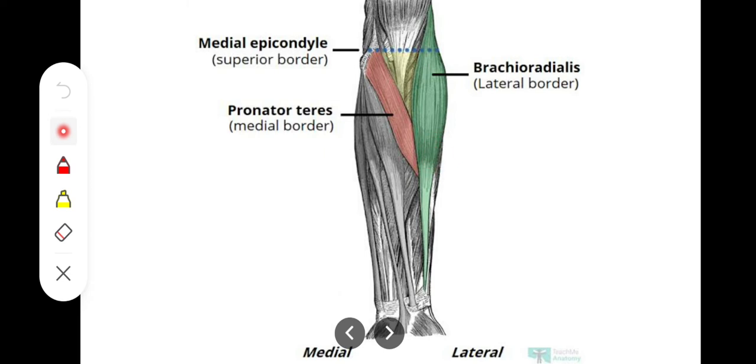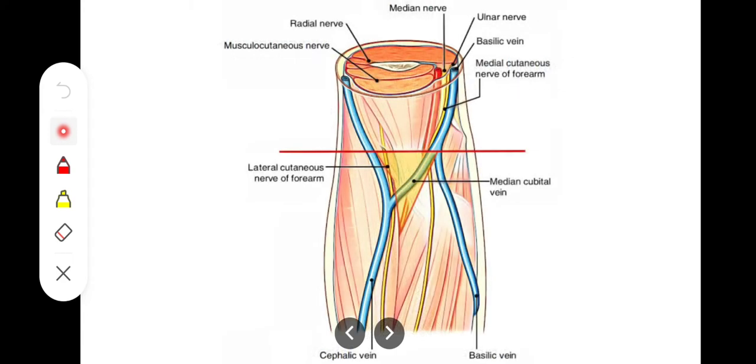And then if we talk about its base, the base of this triangle is formed by an imaginary line connecting the two epicondyles of the humerus, and then there is an apex formed by the overlapping of the pronator teres and the brachioradialis muscle. Then we say that what is forming the roof or the superficial aspect of this cubital fossa, that is the skin and the superficial fascia.